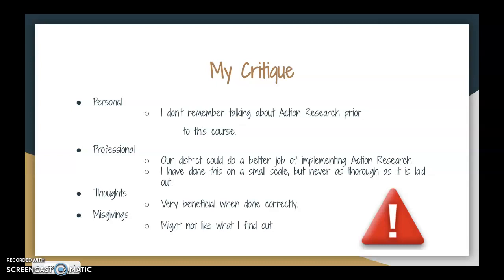My thoughts are that this could be very beneficial when it is done correctly, and some misgivings are I just might not like what I find out about my teaching practices or about how my students are receiving the information that I'm giving them.